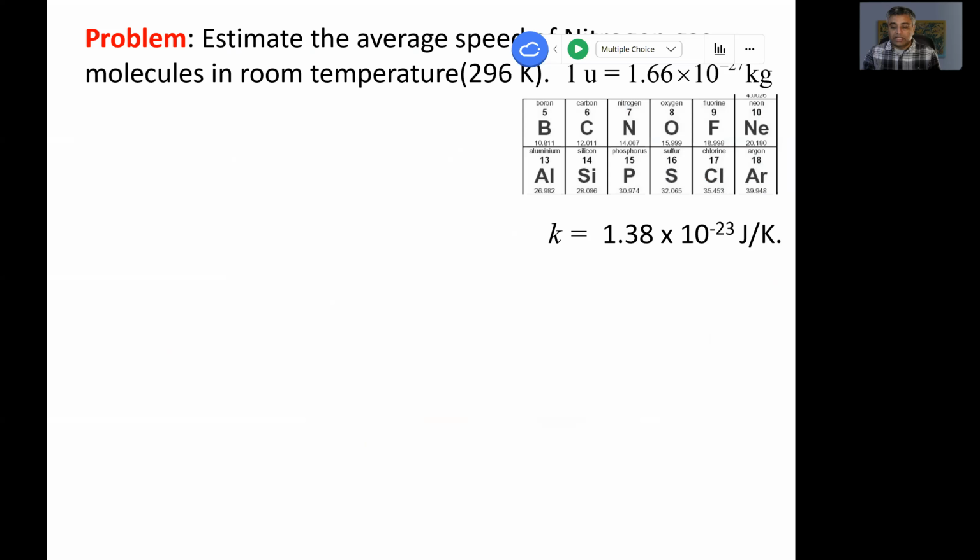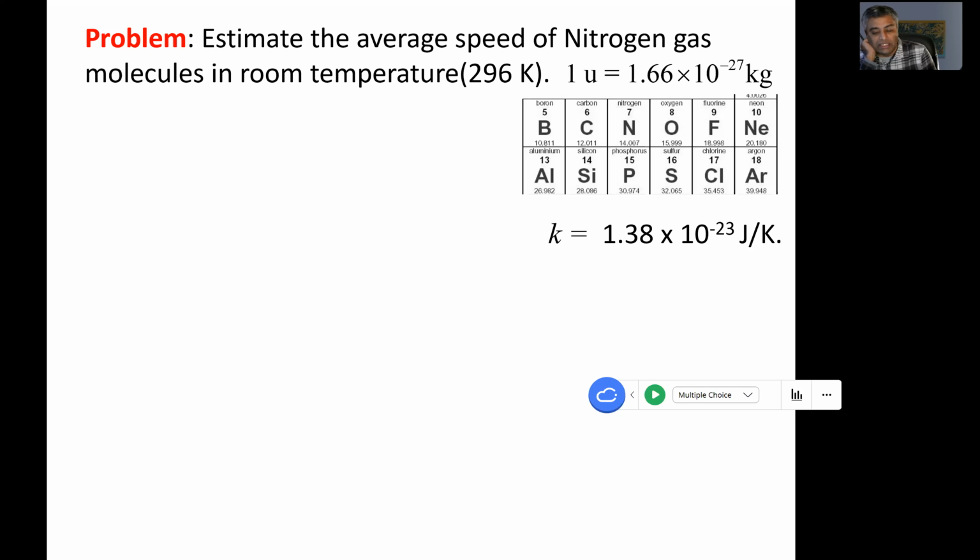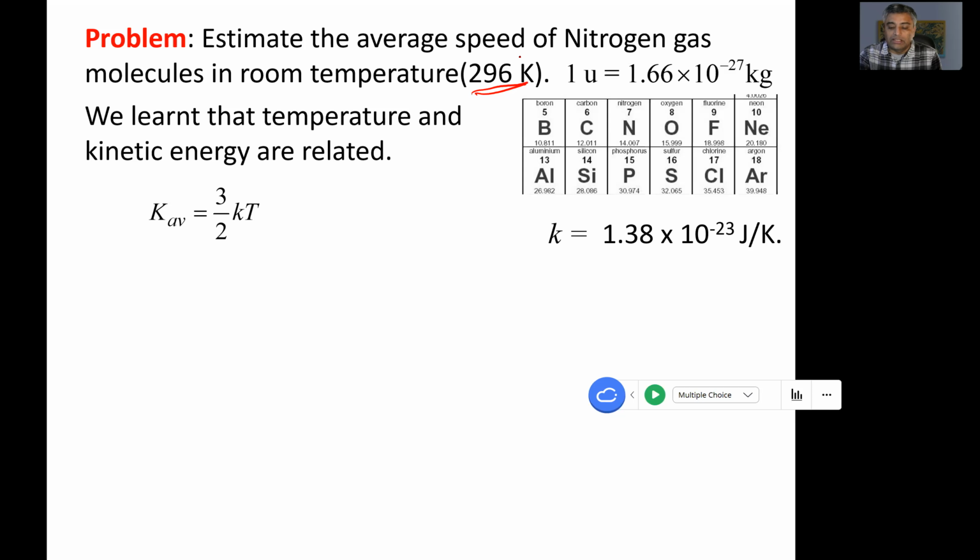So let's look at one example here. It says, estimate the average speed of nitrogen gas molecule in room temperature. So room temperature is 296, it is saying in terms of Kelvin. Okay. If it is warm room temperature, it is around 300 Kelvin, I was saying. So it's given 296 and it's given in Kelvin. That's nice. If it wasn't given in Kelvin, you need to convert that. So now, in this case, it says how fast it is moving, nitrogen molecule.